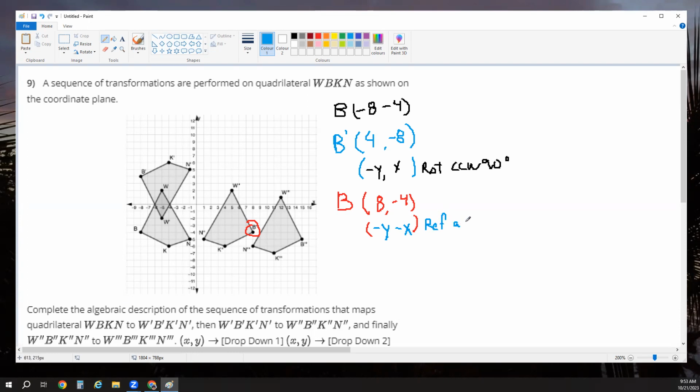Reflection across y equals -x, or x equals -y, whatever way you want to look at it. Okay. And then the last one looks like it's a translation.